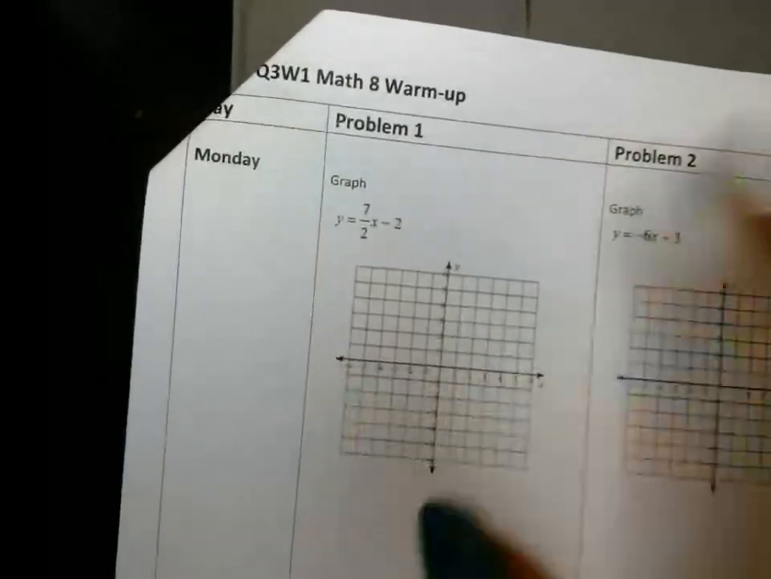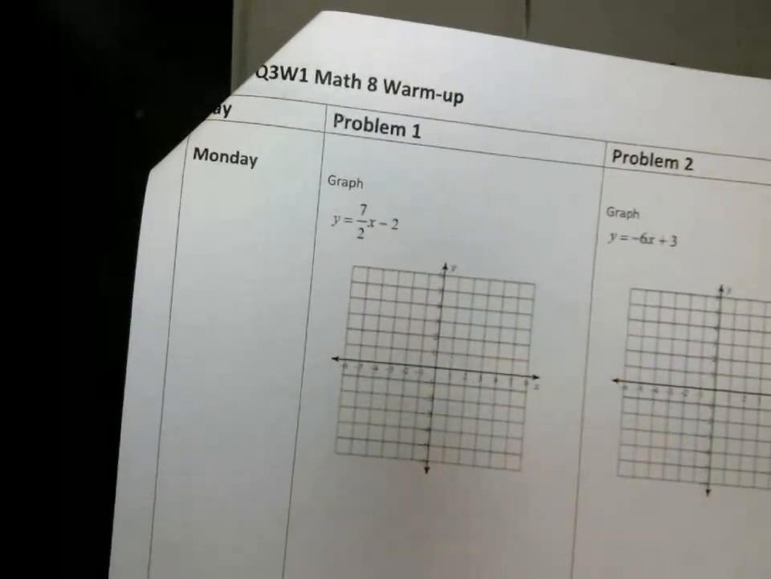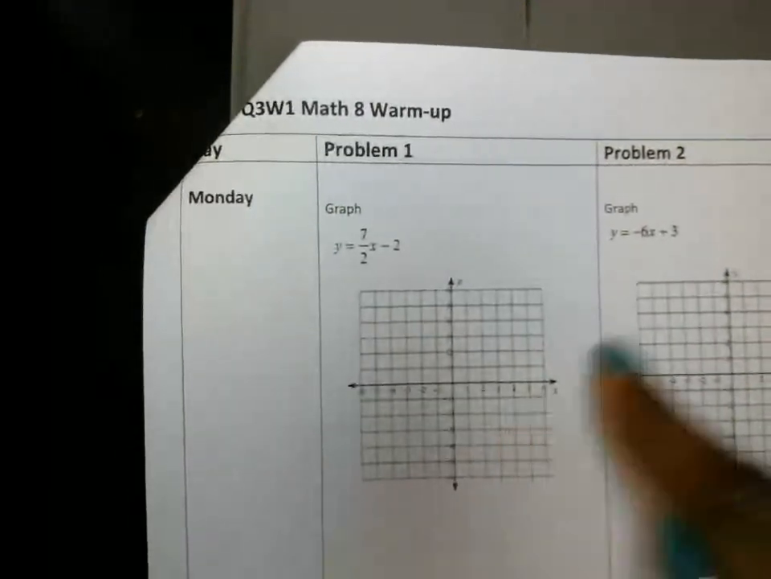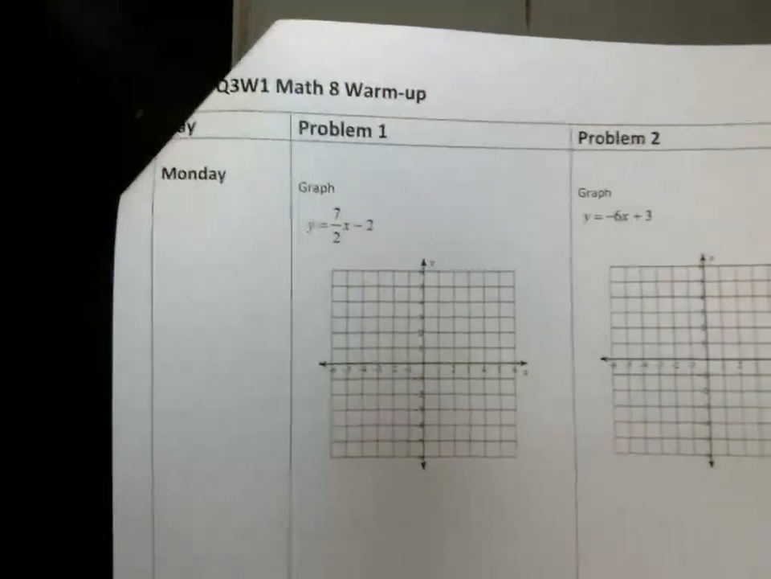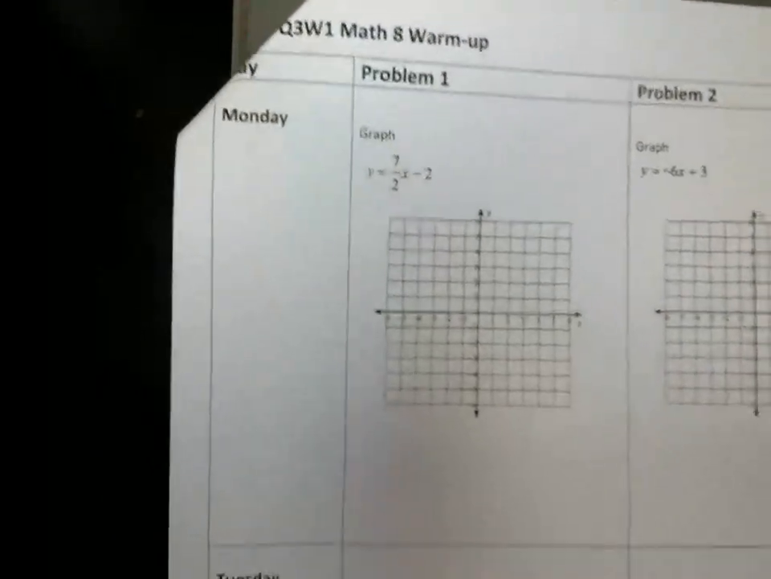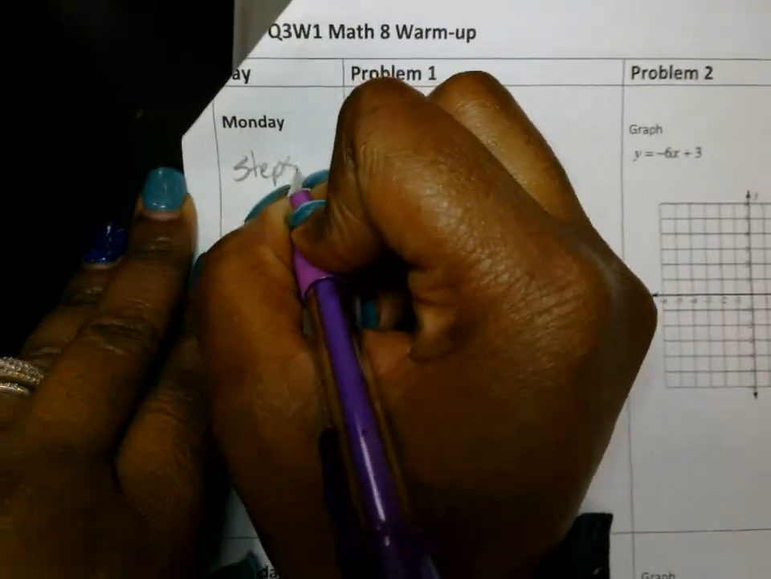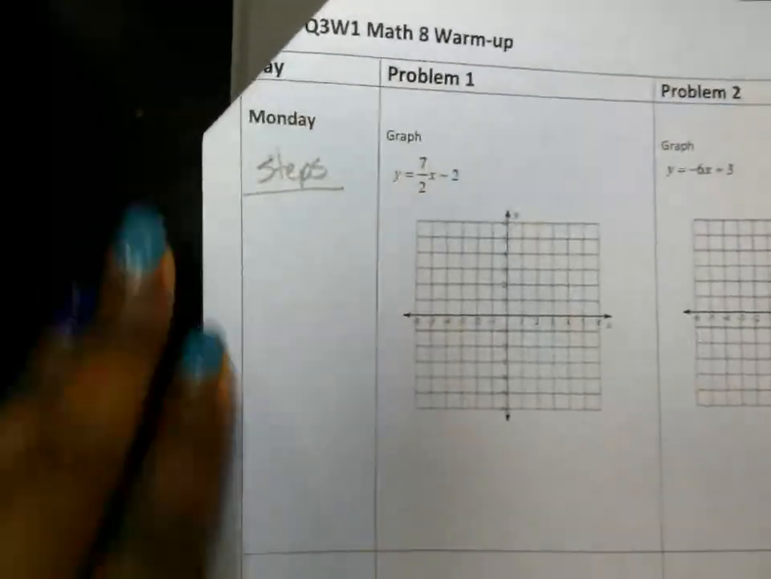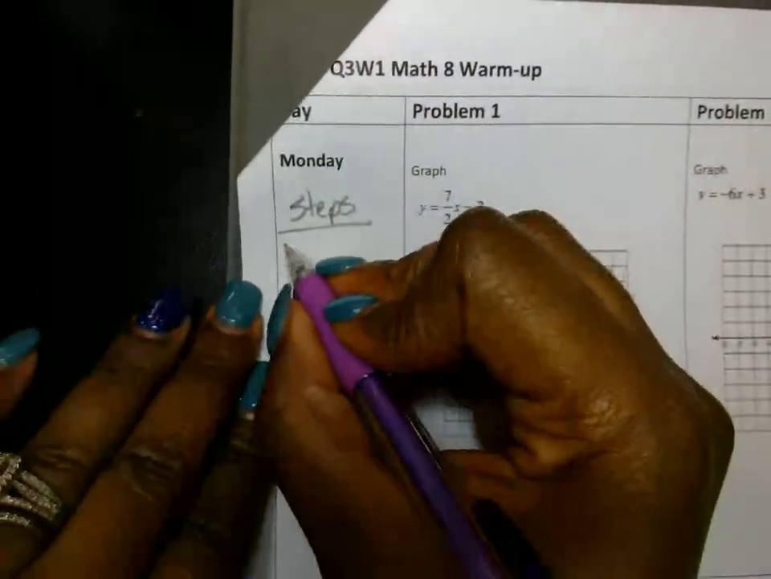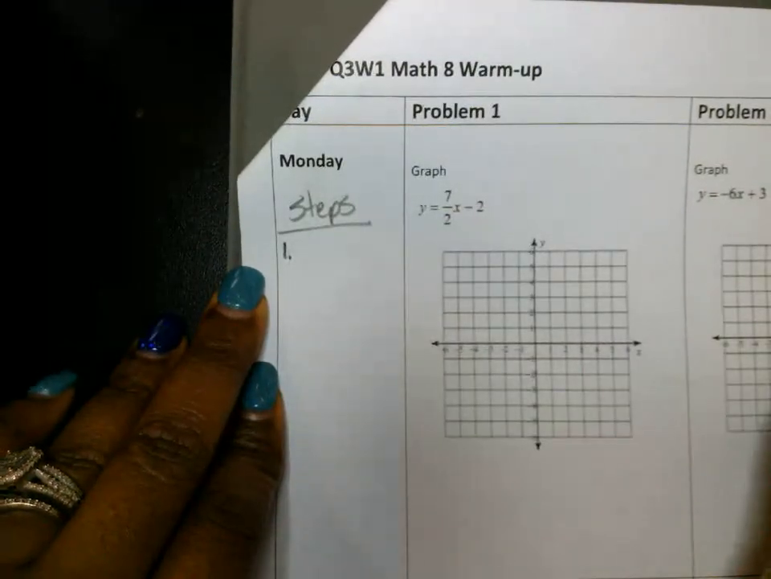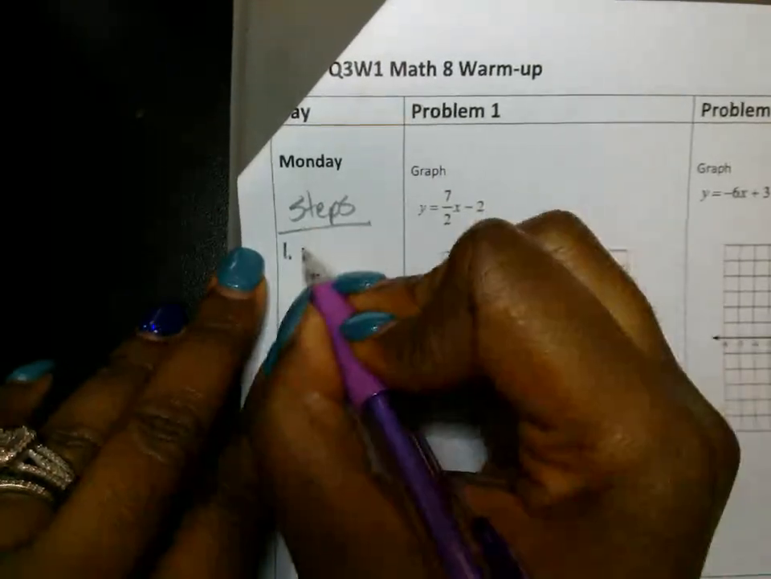We're going to write down the steps out to the side here, and then we'll come back and do the two problems together, okay? I'm going to do one problem, and then you're going to do the other problem, okay? All right, let's do our steps. Let's write down the steps. Step number 1, you're going to identify M and B or label M and B.